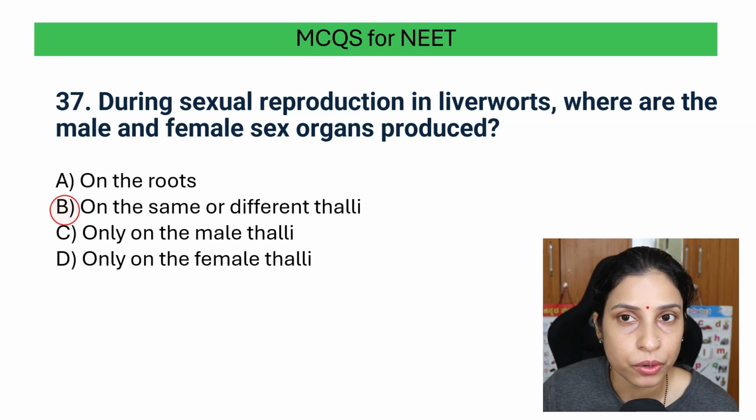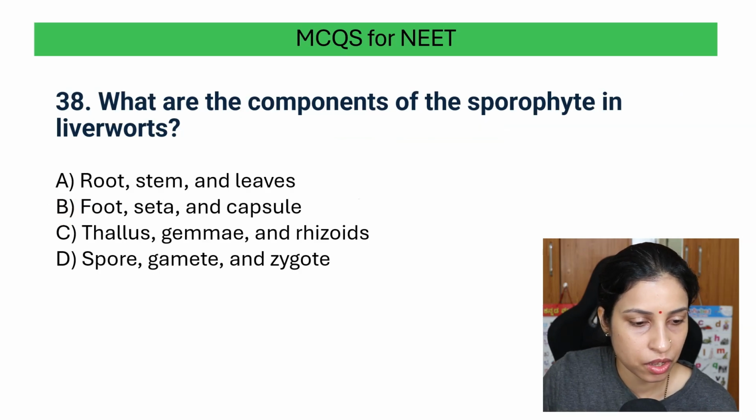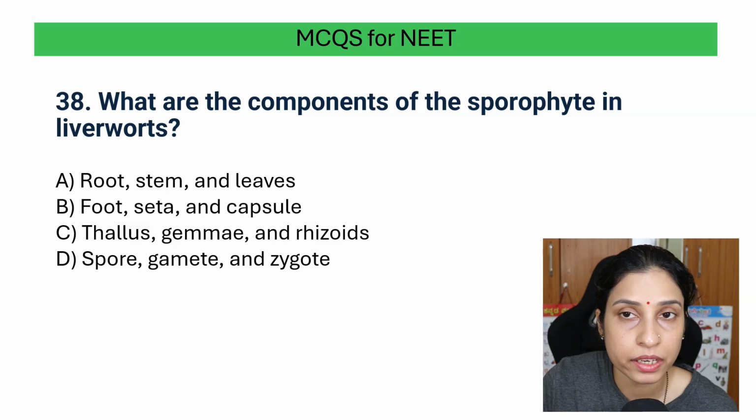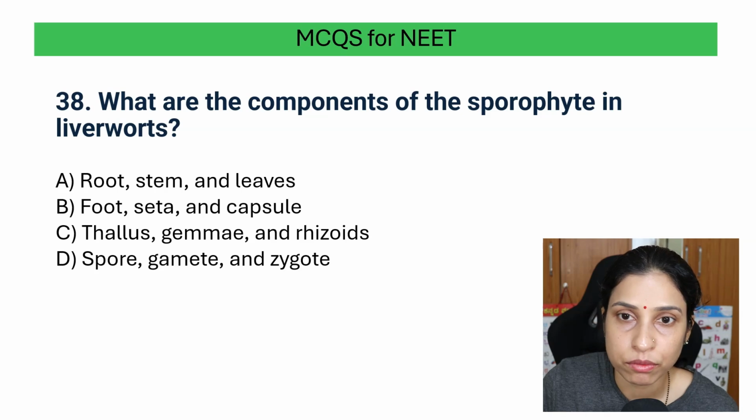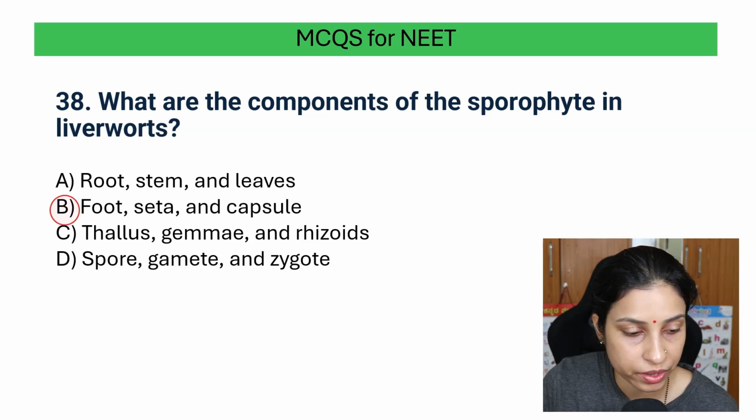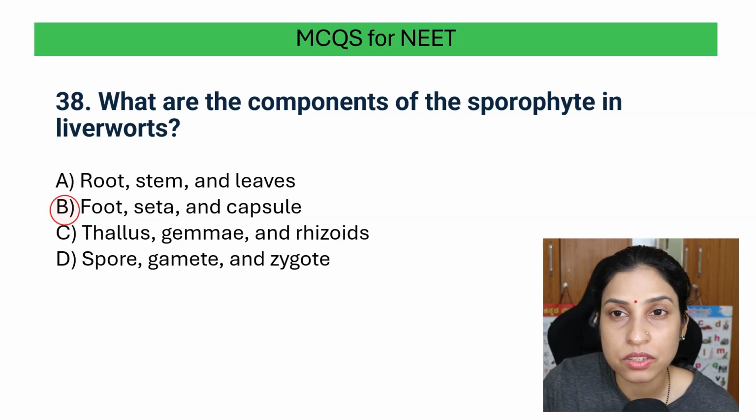Don't get confused. Okay. Next, what are the components of the sporophyte in liverworts? Root, stem and leaves; foot, seta and capsule; thallus, gemma and rhizoid; or spore, gamete and zygote. They are asking about the liverwort sporophyte. The answer is foot, seta and capsule, which is the common structure of the sporophyte of the liverwort.